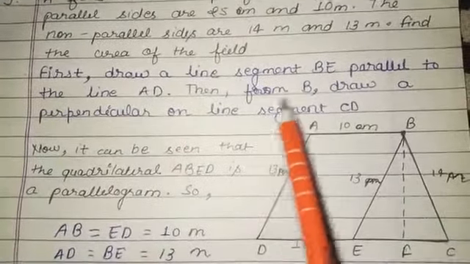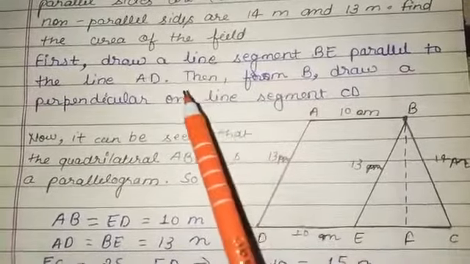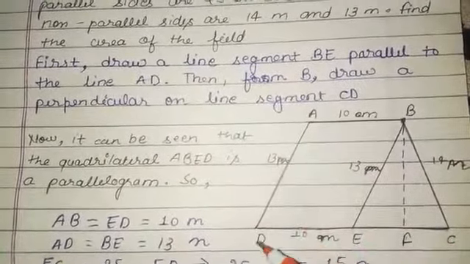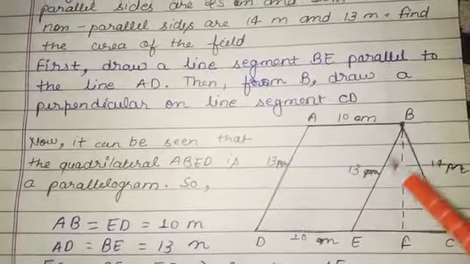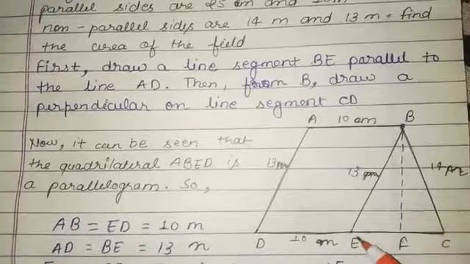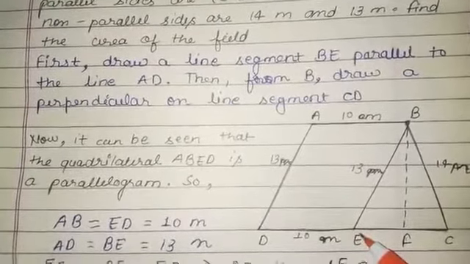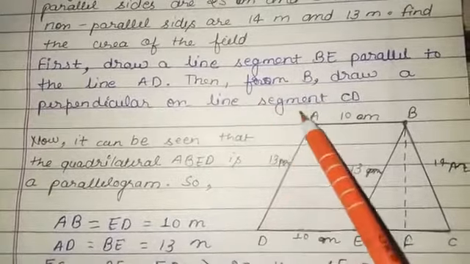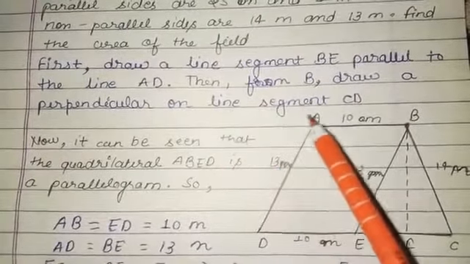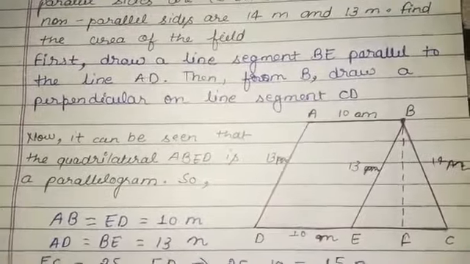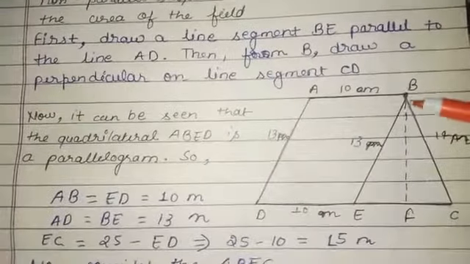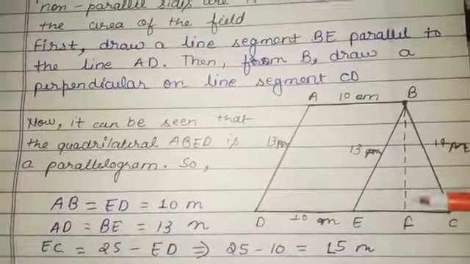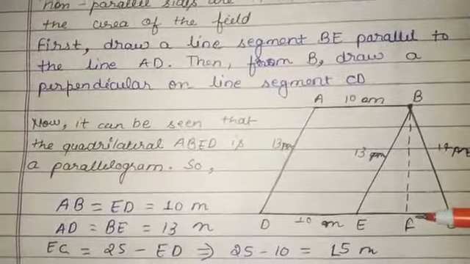So first draw a line segment BE parallel to the line AD. So this is AD and we draw a line parallel to this. So this is BE. Now from B draw a perpendicular on the line segment CD, and this perpendicular drawn on CD is BF.